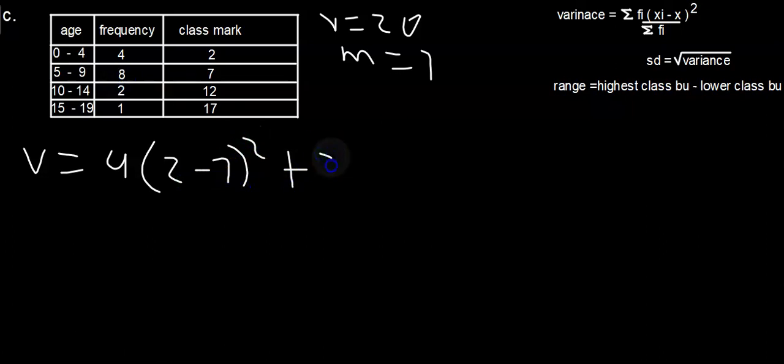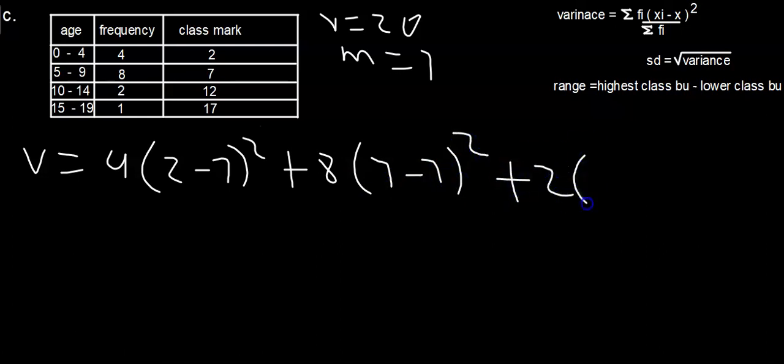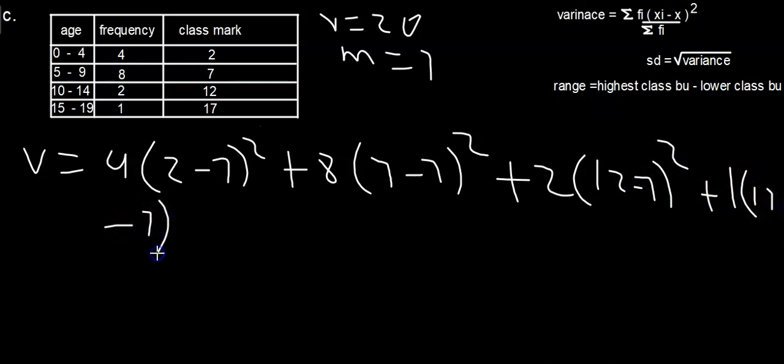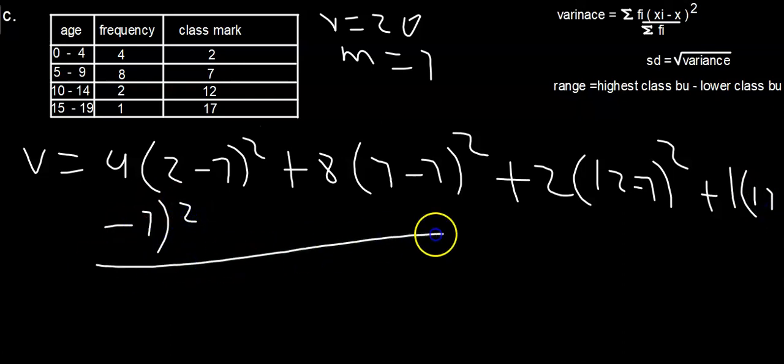The frequency 8 times the class mark, which is 7 minus 7, the whole squared. The same process: 2 times 12 minus 7, the whole squared, plus 1 times 17 minus 7, the whole squared. So this is the whole process, and then you divide this whole thing by 15.